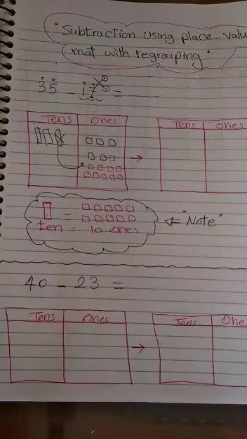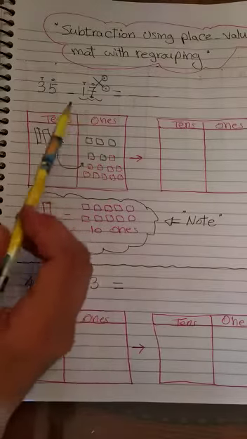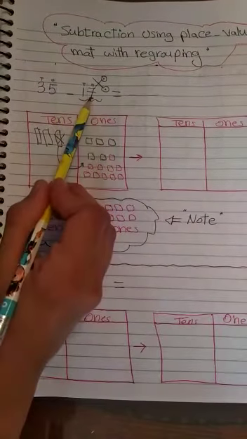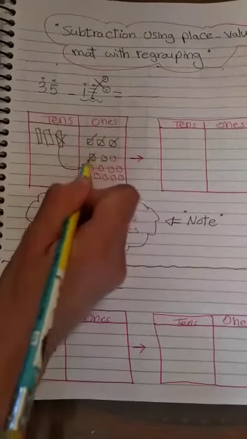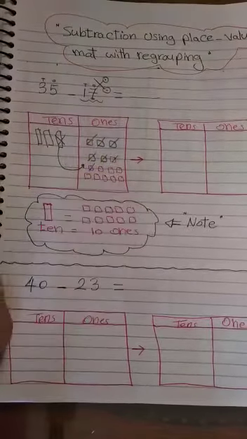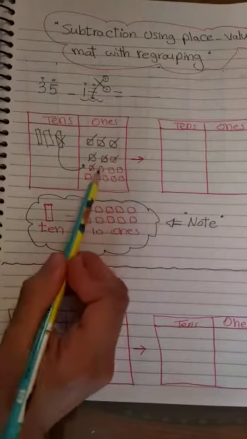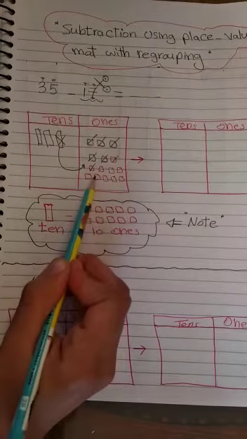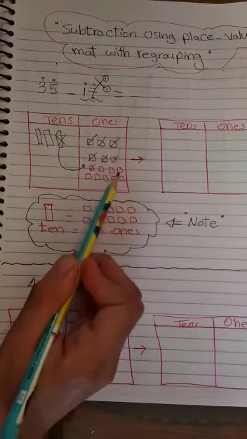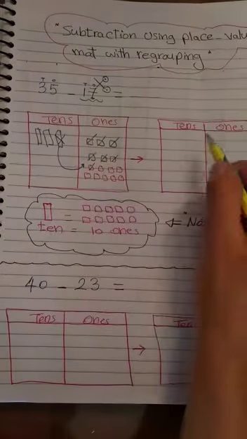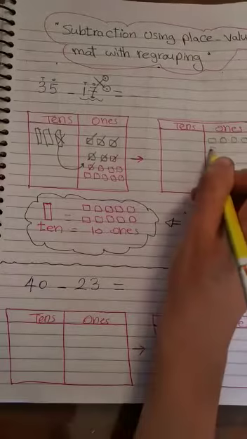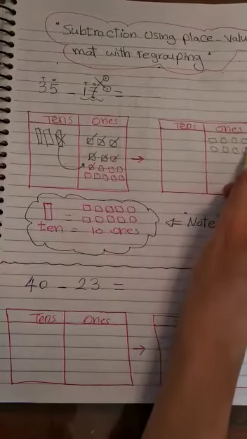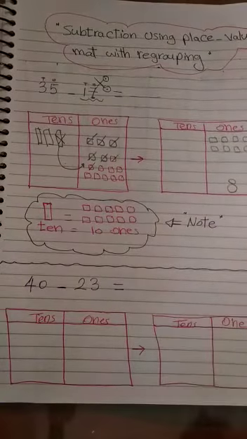Now mommy has enough ones to give them to the baby. Now baby wants to take away 7. Okay, we will cancel 7. 1, 2, 3, 4, 5, 6, and 7. What is the leftover now in ones? They are 1, 2, 3, 4, 5, 6, 7, and 8. So here I will draw 8 small squares. And here I have 8 in ones.